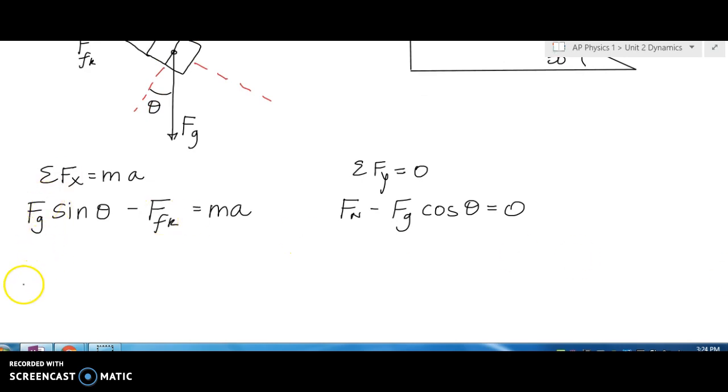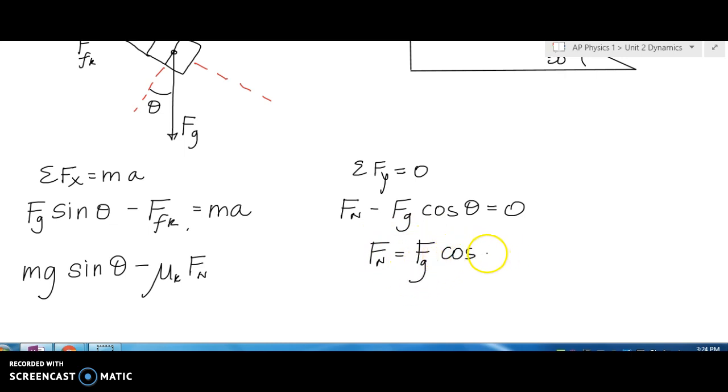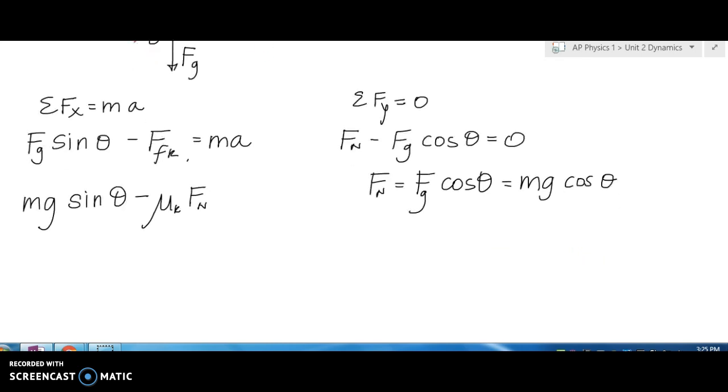So let's see. F sub g means m times g sine theta minus the force of friction, which is mu kinetic times force normal. But force normal in this case is not just mg. It's the component of the force of gravity in that y direction. So it's mg times cosine theta. So be careful. The normal force is absolutely not always equal to the weight. Sometimes it's equal to a component of the weight or something else. All right, equals ma over here.